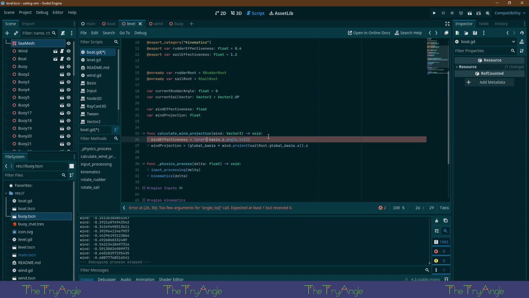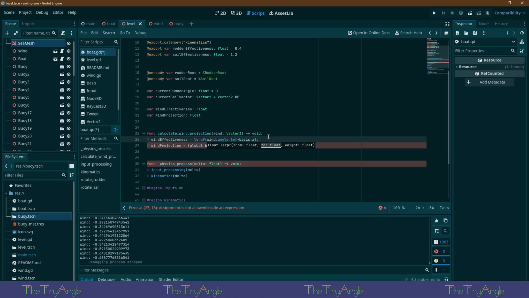Actually, I'm going to say, what's the wind's angle to us? Basis Z. And then we're going to say, wait, no. Not angle. Oh, nuts. Yes, wait, no, yes, it should be angle divided by pi. Right, so it's going to be based on pi.